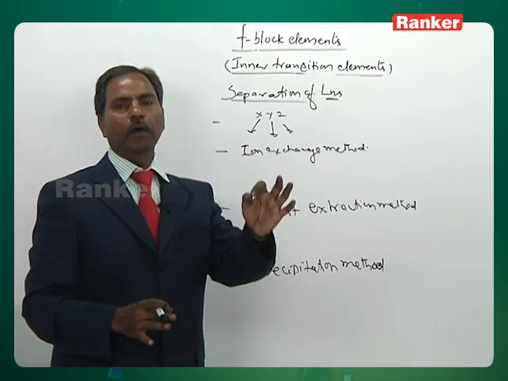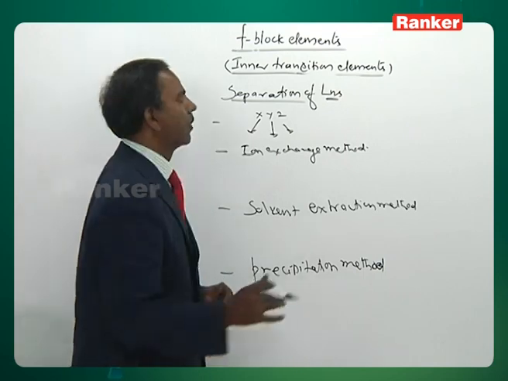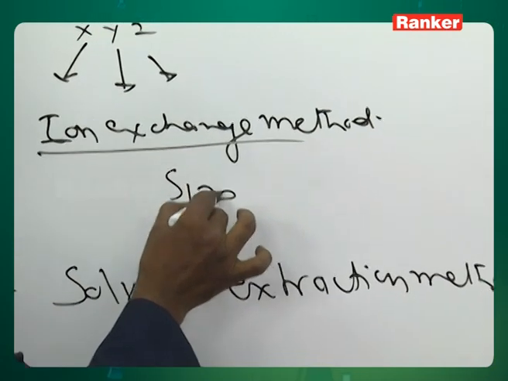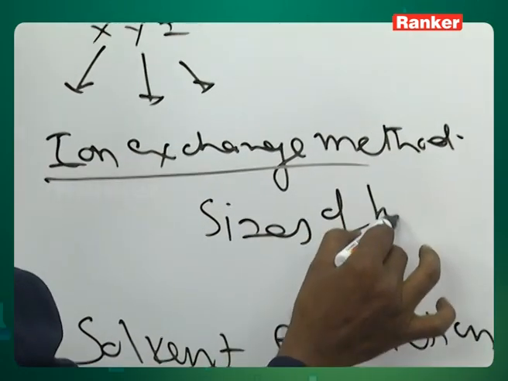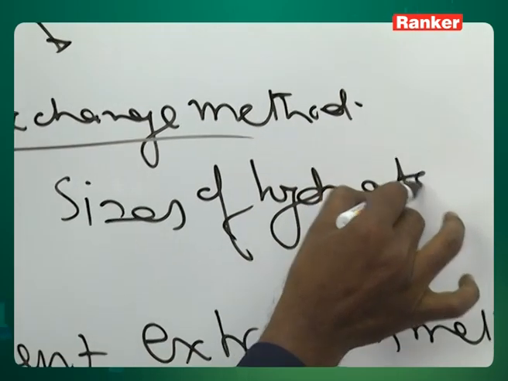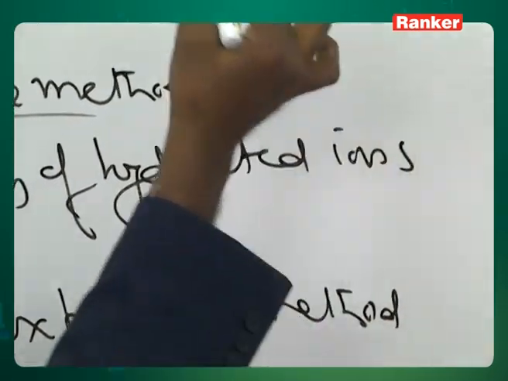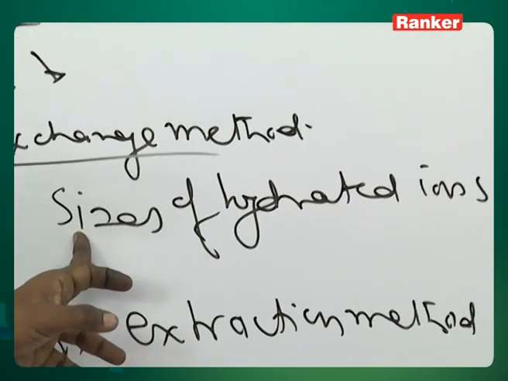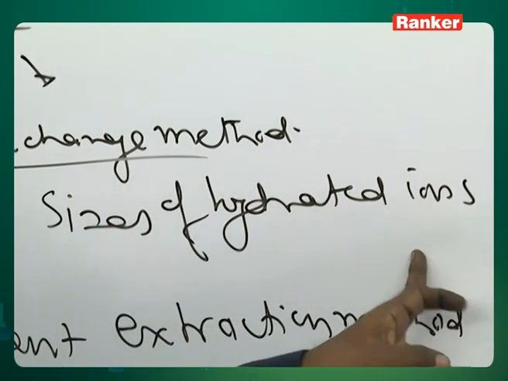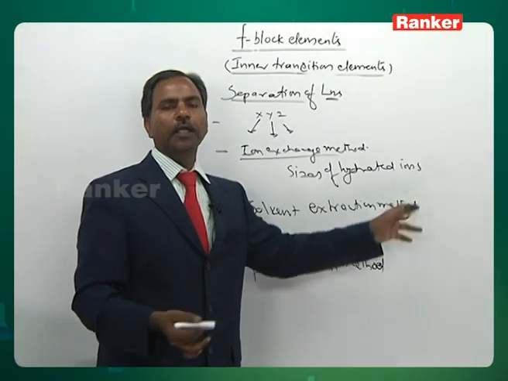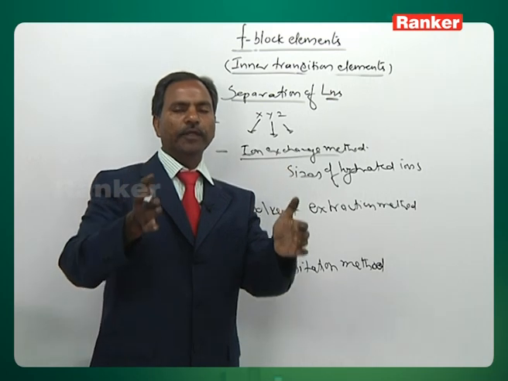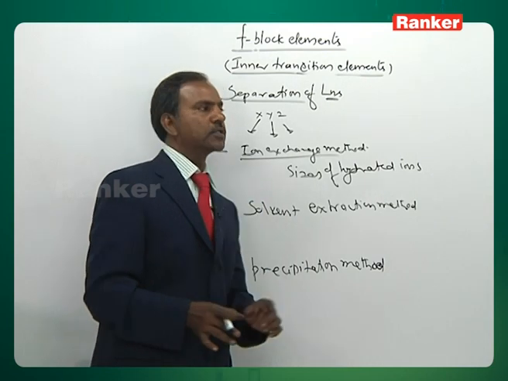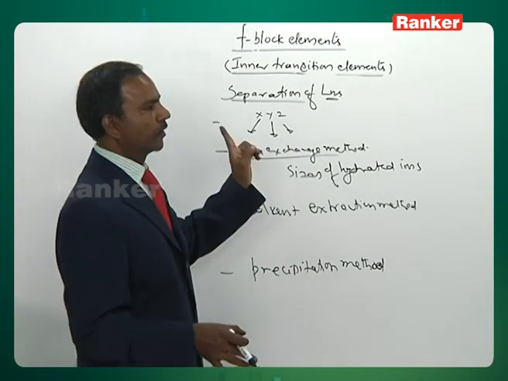Each method is dependent on what factor? That is very important to remember. The ion exchange method is based on the sizes of hydrated ions. A bigger hydrated ion is eluted first, followed by smaller and smallest ions. This is dependent on the size of hydrated ions.